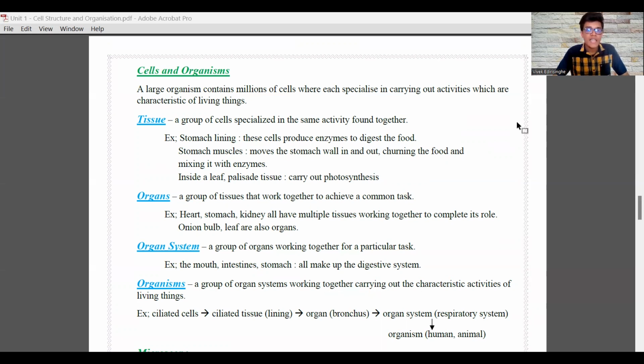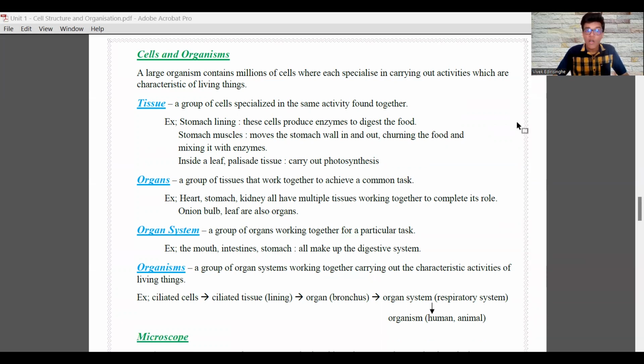Even in plants, inside a leaf, for instance, when we consider palisade tissue, its main function is photosynthesis. Then organs, which are a group of tissues that work together to achieve a common task. For instance, the heart, stomach, and kidney all have multiple tissues working together to complete their final role. Onion bulb, leaf, and stem are also organs found in plants.